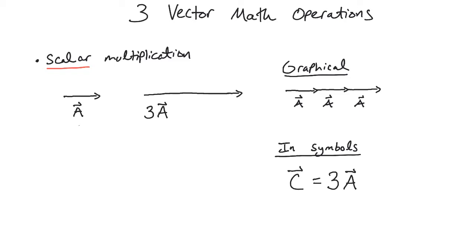Maybe another vector we could do would be something like this. Maybe we construct a new vector called b, and vector b is 1/2 of vector A. So what would that look like? Well, it would just be a vector that's half as large as vector A. So this would now be vector B. That's all scalar multiplication is.